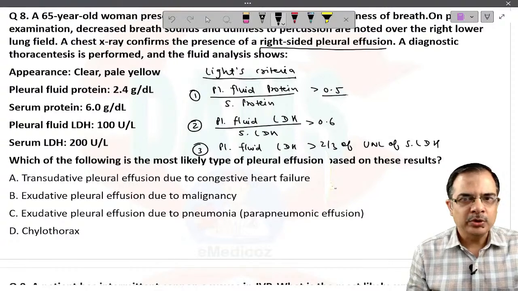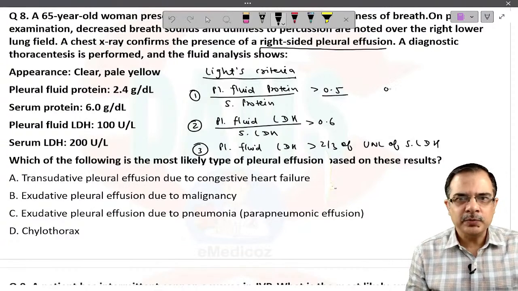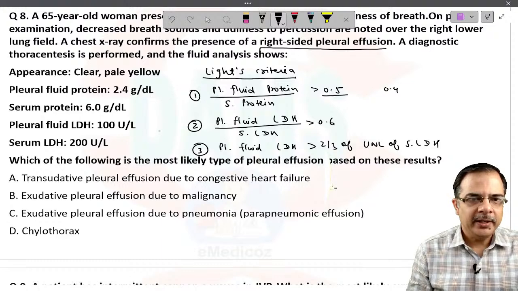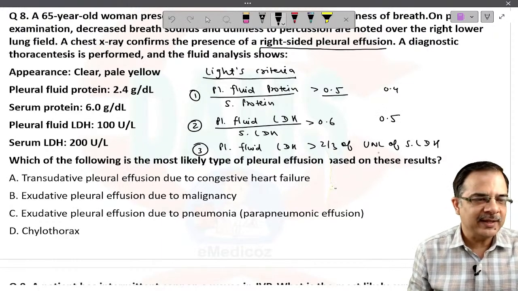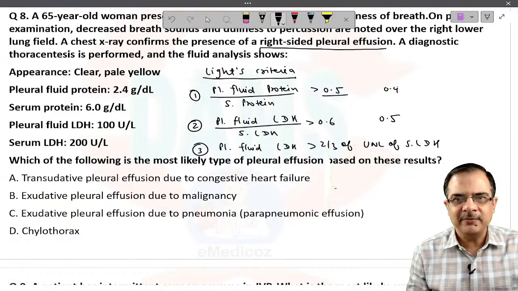So which is the cause here? It should be more than 0.5, but here our value is 0.4. And here it should be more than 0.6, here our value is 0.5. So it is not satisfying the exudative criteria.